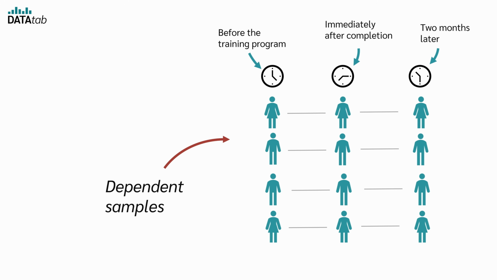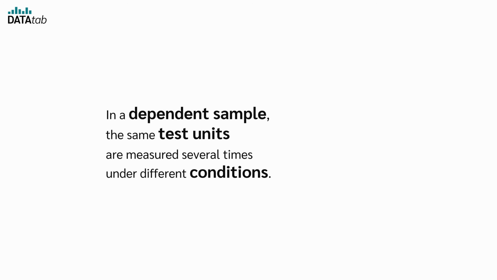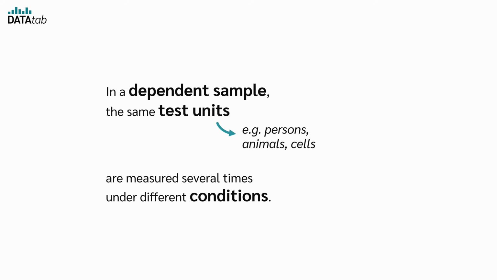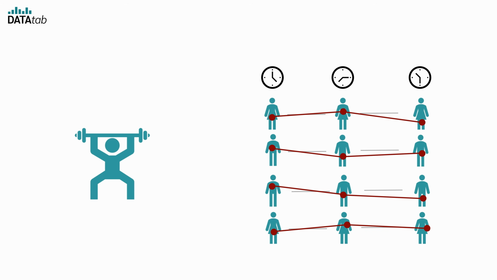Now, of course, it doesn't have to be about people or points in time. In a generalized way, we can say, in a dependent sample, the same test units are measured several times under different conditions. The test units can be people, animals, or cells, for example, and the conditions can be time points or treatments, for example. But what is the purpose of repeated measures ANOVA? We want to know whether the fitness program has an influence on physical fitness. And it is precisely this question that we can answer with the help of an ANOVA with repeated measures.